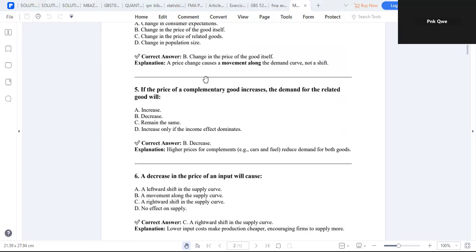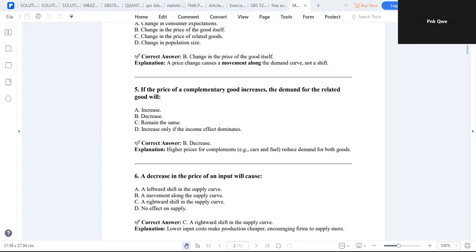So if the price of a complementary good increases, the demand for the related good will... We must understand the issue of complements. Complementary goods are goods that go together. So when one good becomes expensive, what will happen? It will reduce the demand for the other. For instance, cars and fuel complement each other. If fuel prices go up, fewer people will buy cars, due to the higher total cost.